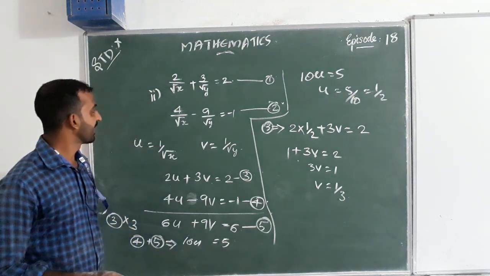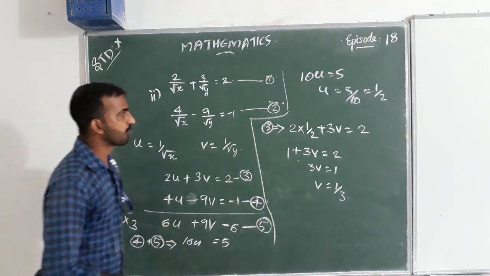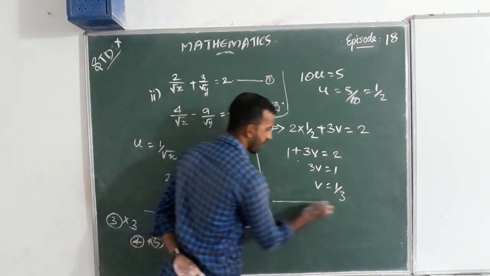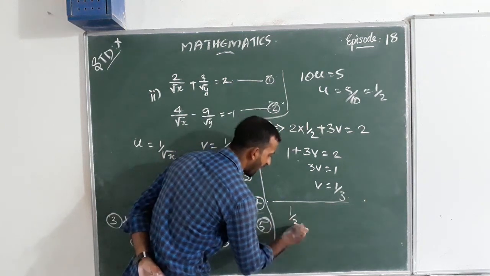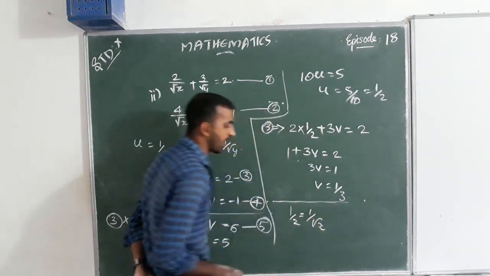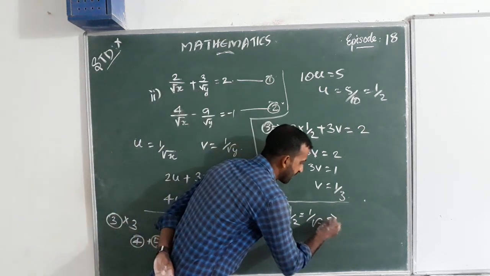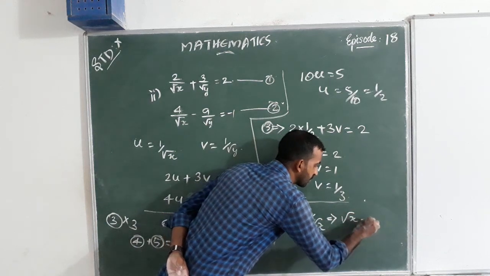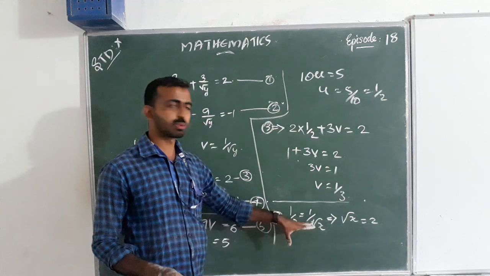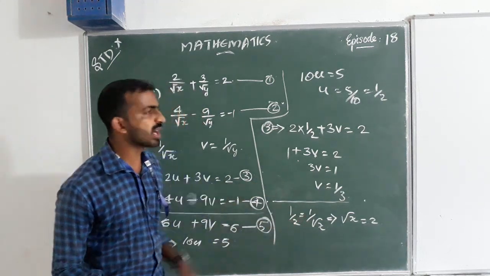What is our u? 1 by root x. What is the value of u? 1 by 2. So 1 by 2 equal to 1 by root x. That implies root x equal to 2. We get root x equal to 2.